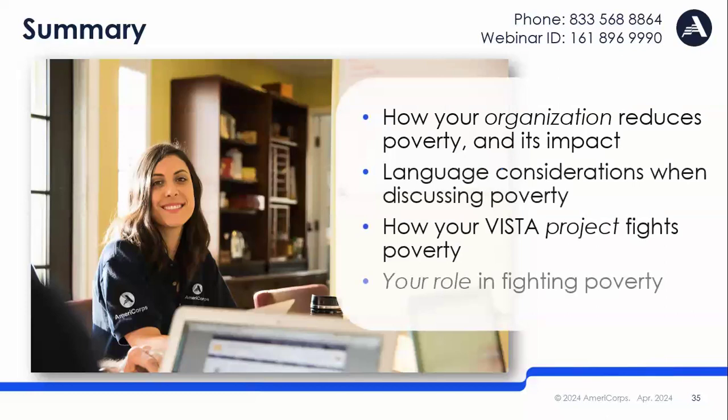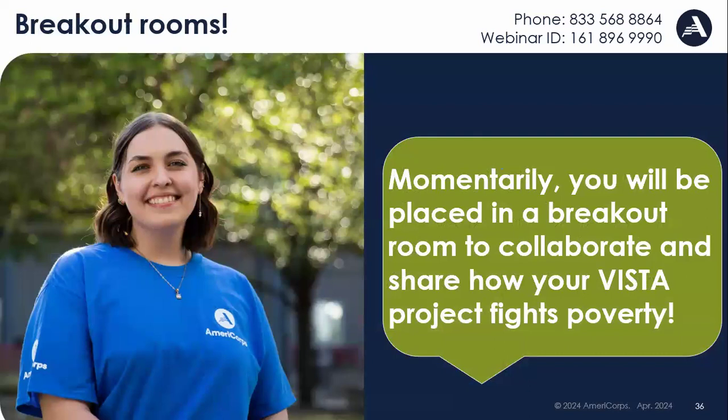And just looking back, we've discussed how your organization reduces poverty and its impact, language considerations to make when discussing poverty, how your VISTA project specifically fights poverty, and then your individual role in fighting poverty. We're about to move to a breakout room activity to finish up our session. We want to give you a chance to speak with your colleagues and discuss about this. So momentarily, you will be placed in a breakout room to collaborate and share how your VISTA project fights poverty. And stick around after the breakout because we'll have a little bit of time for Q&A and a wrap up to the session.